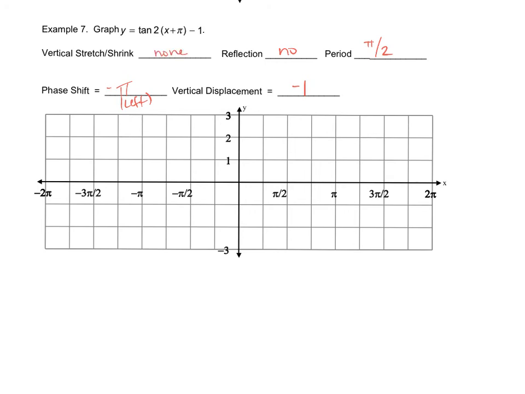So this is tangent, so I'm going to be centered around the y-axis instead of starting there like cotangent would be. My total period is pi over 2, meaning that I need to go to the right by half of that, which is pi over 4, and then to the left of the y-axis by that amount, which is negative pi over 4. And then again, every pi over 2, I'm going to have a vertical asymptote.